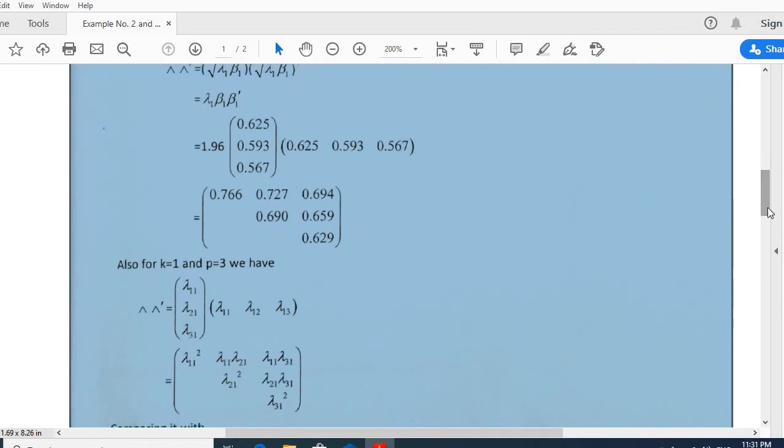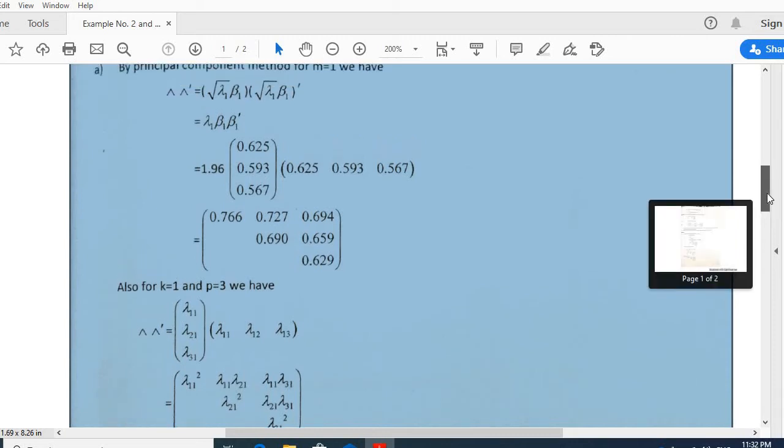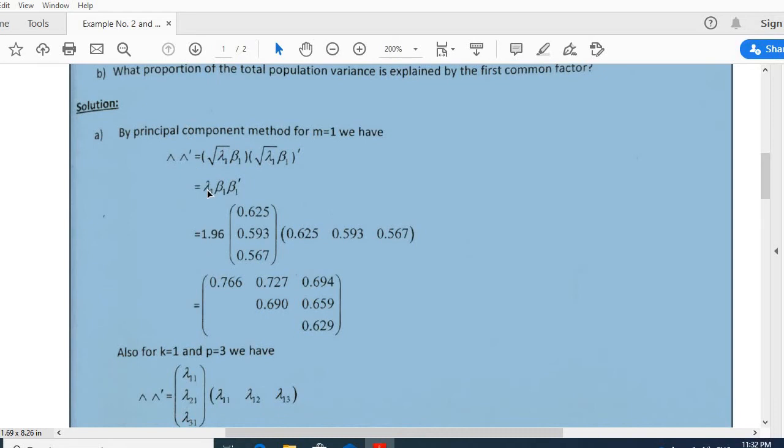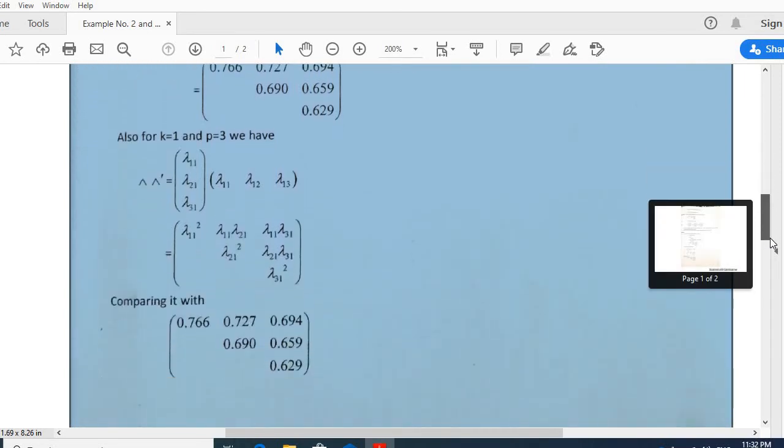As the number of variables p is equal to 3 and m is equal to 1, capital lambda into capital lambda transpose is equal to lambda 11, lambda 21, lambda 31 into lambda 11, lambda 12, lambda 13. It will become this: lambda 11 squared, lambda 11 lambda 21, lambda 11 lambda 31, lambda 21 squared, lambda 21 lambda 31, lambda 31 squared. Now by comparing this matrix with the above matrix, capital lambda into lambda transpose, we have this.